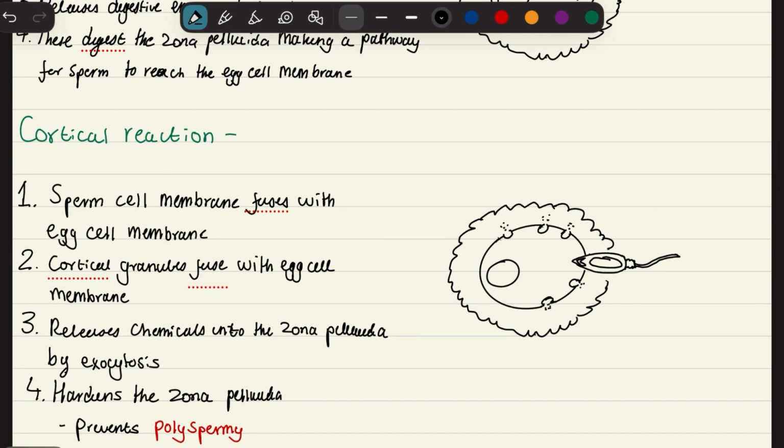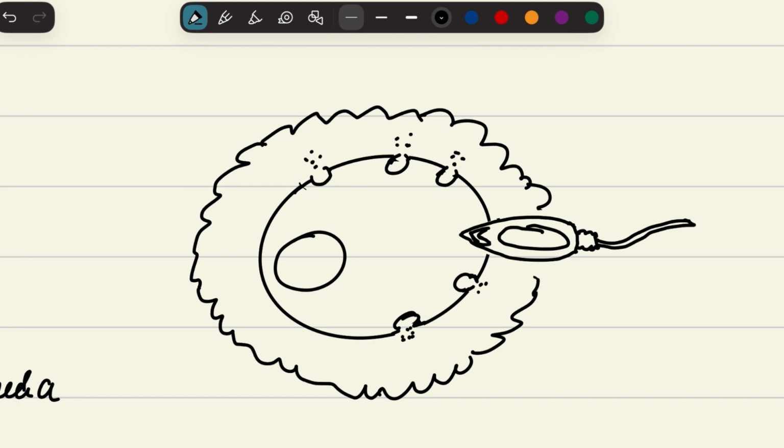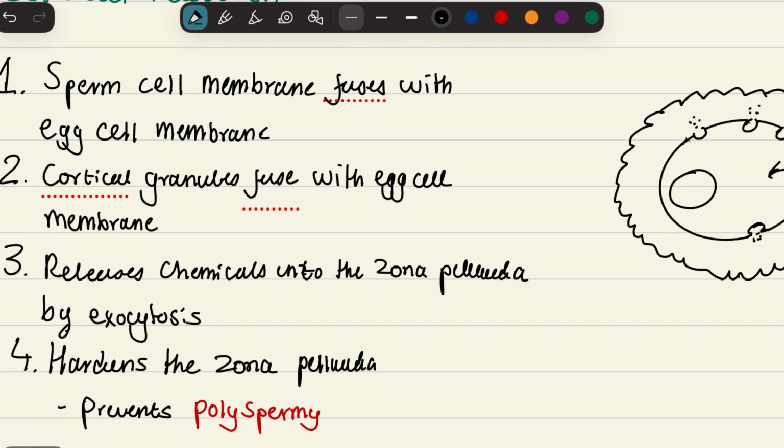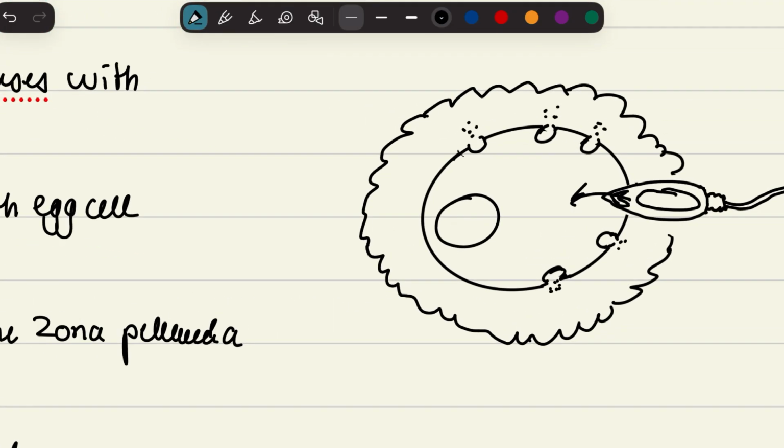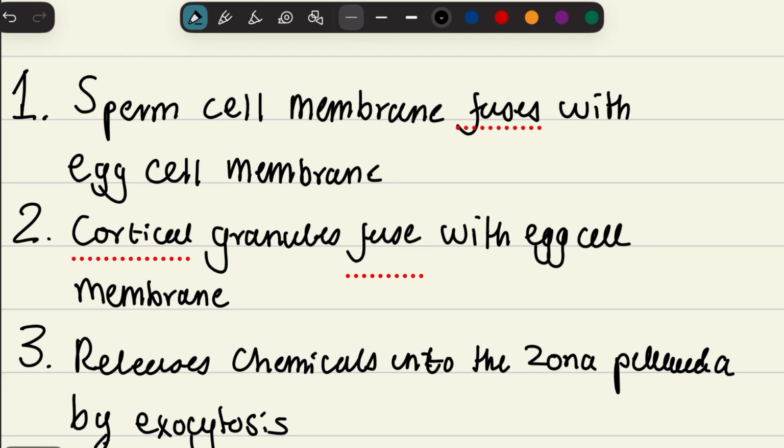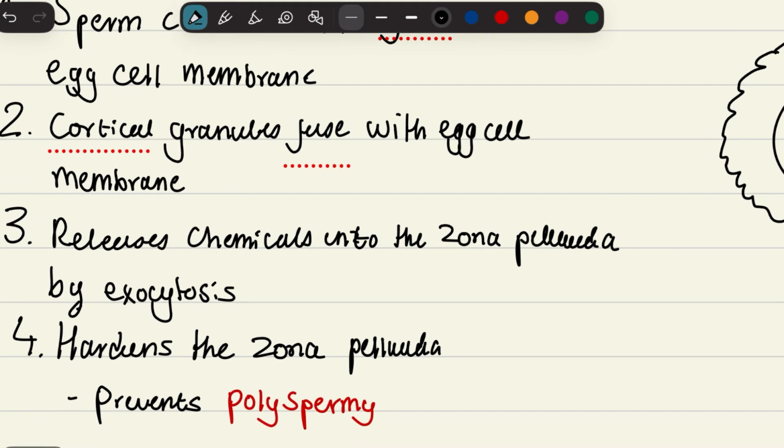And that's what we're going to talk about in the cortical reaction. So your sperm cell has got to the egg cell membrane. It's fused with it. It's going to now allow for your nucleus here to skedaddle into the egg cell. The cortical granules now, when they realize that the sperm cell membrane has met the egg cell membrane, are going to go towards the cell membrane of the egg cell as well. They'll fuse with it and release their chemicals into the zona pellucida by exocytosis. You can see that written here. Now, those chemicals, when they're in the zona pellucida, are going to harden it.